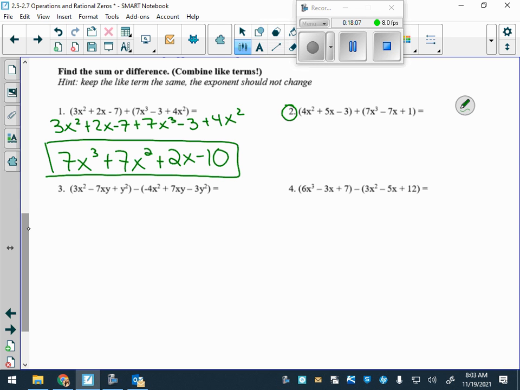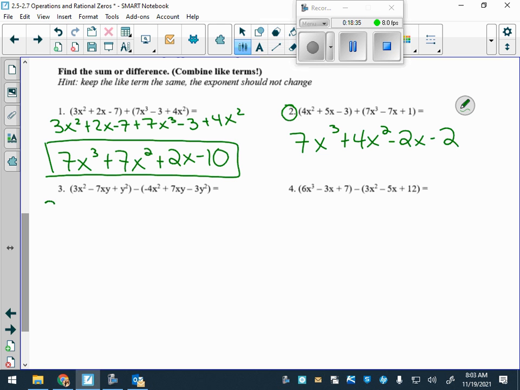Okay, for number 2, someone I have not heard from yet today. Porter. Good, excellent. Perfect, good. Okay, now 3 and 4 have to do with subtracting. What do we have to do first? Hannah?